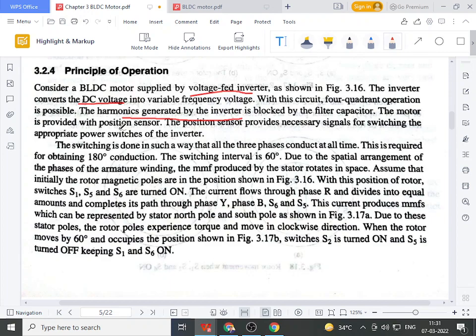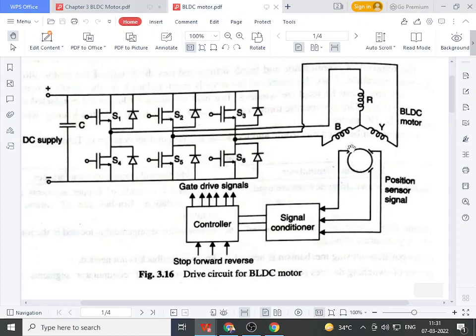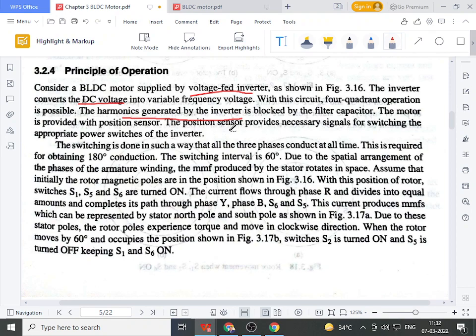Now the motor is provided with position sensors, and the main aim of this position sensing system is to sense the actual position of the rotor. According to the rotor position, there will be generation of a logic sequence for these power semiconductor switches. So for that purpose there is a requirement of a position sensor, and whatever signal is required for switching the appropriate power switches is generated according to the output of these position sensors, or according to the position of the rotor.